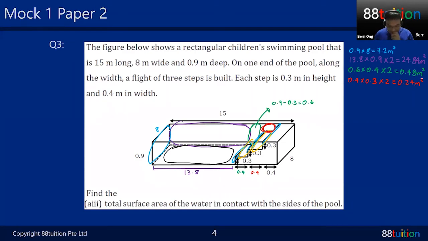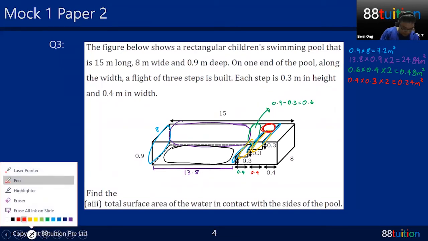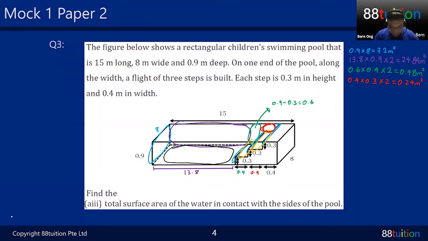Okay, then let's go and find the floor first. The floor I'm going to write in white. The floor is what? 13.8 times what? Times the 8. Correct or not? That's the floor. This is the base. There's only one base. 13.8 times 8 is equal to 110.4 meters square, sorry.